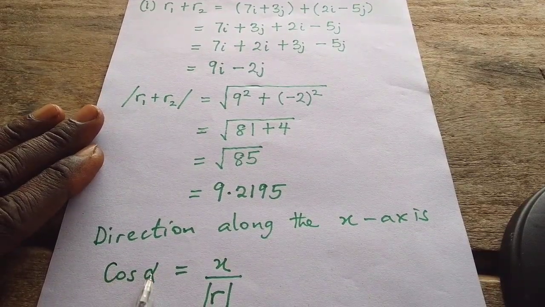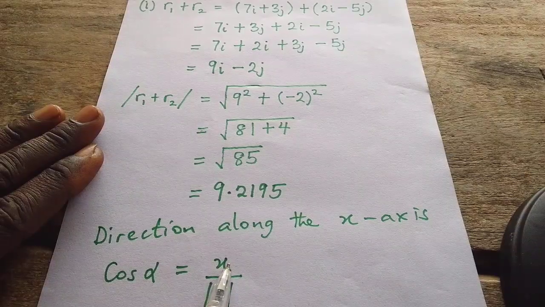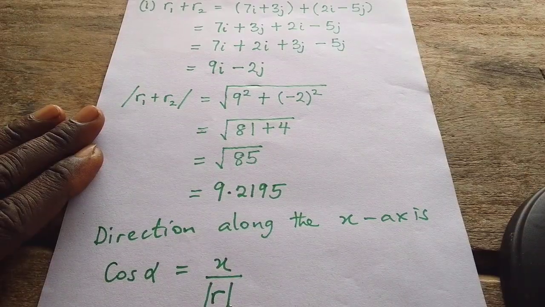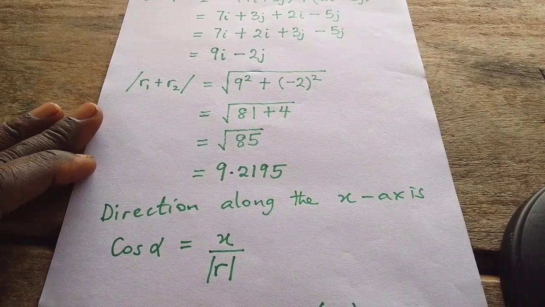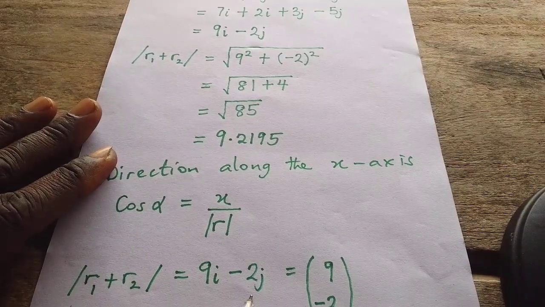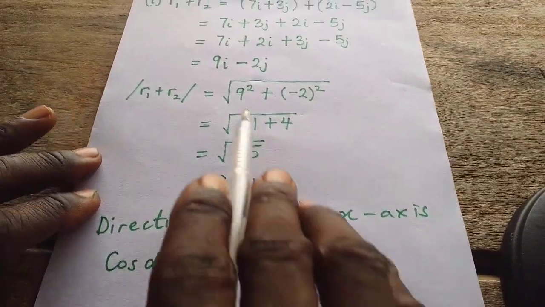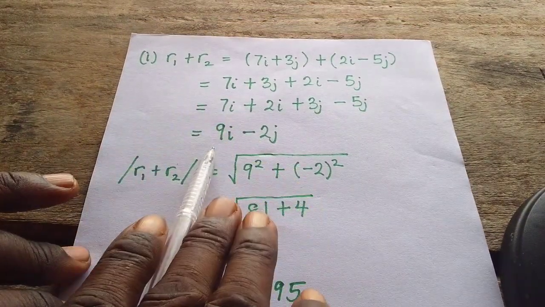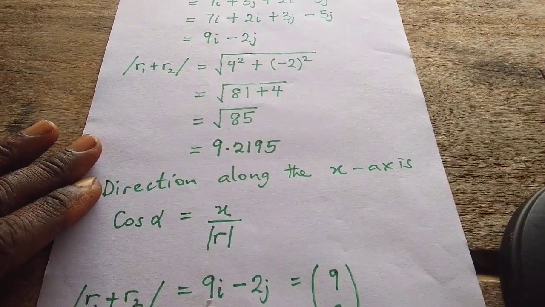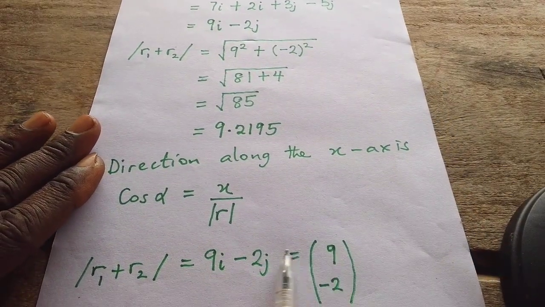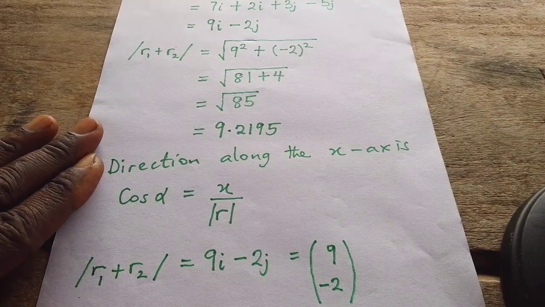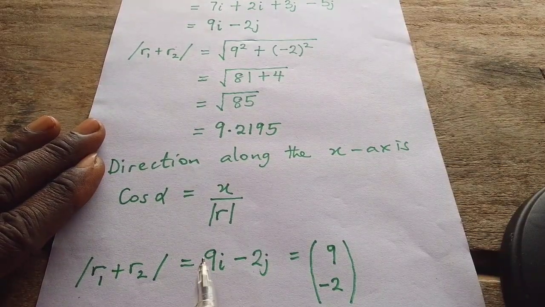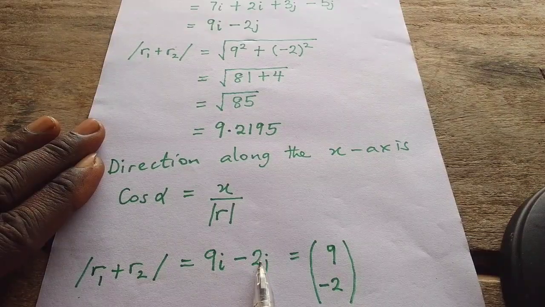So that means cos alpha is equal to the x component over the modulus. We know that r1 plus r2 gives us 9i minus 2j. So if you want to write it as a column vector, you can have it this way. The x component of this vector is 9, the y component is minus 2.